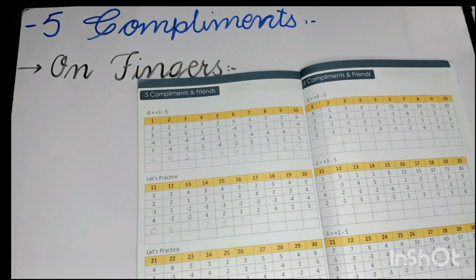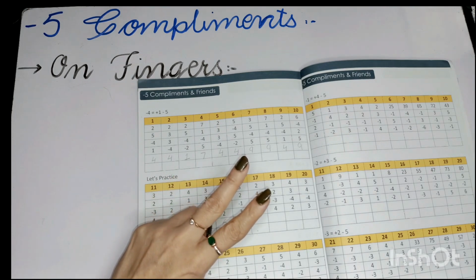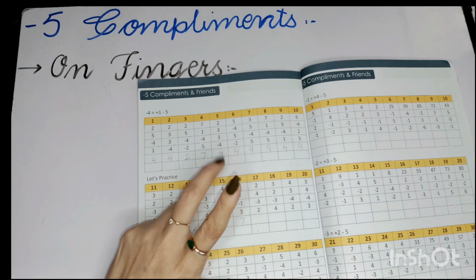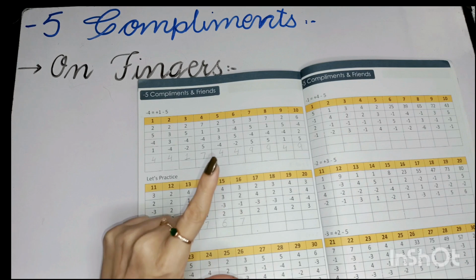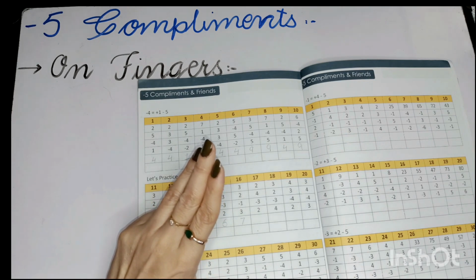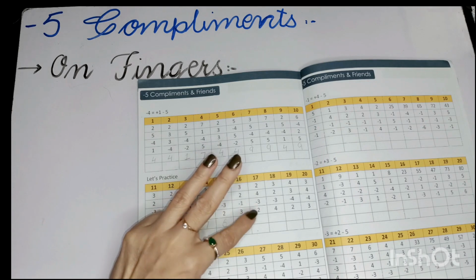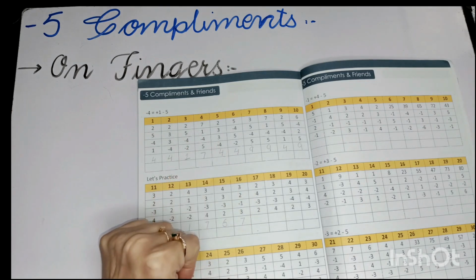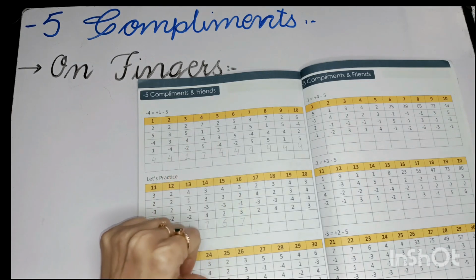Next question is plus 2 plus 4 plus 5 minus 1. Then minus 3. Minus 3, how will we do? Plus 2 minus 5. Then plus 2 plus 5 minus 3. So the answer is 5.